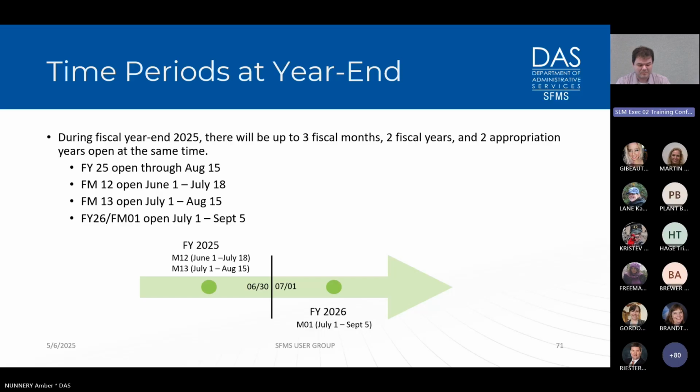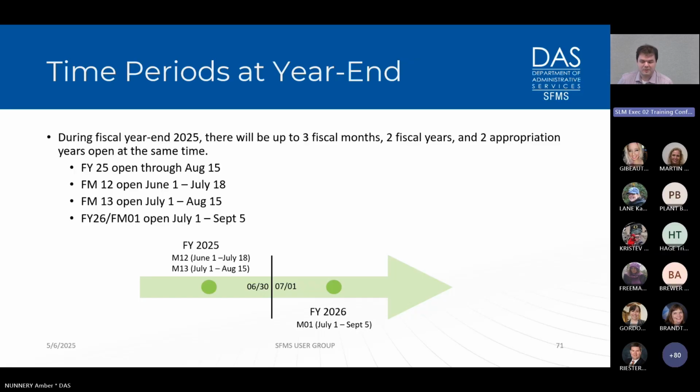Fiscal year 25 will be open through August 15th. Fiscal month 12 will be open June 1st to July 18th. Fiscal month 13 will be open July 1st to August 15th. Finally, but not in the least, fiscal year 26, fiscal month 01 will be open July 1st to September 5th. It is very important to keep track of this from June to September.